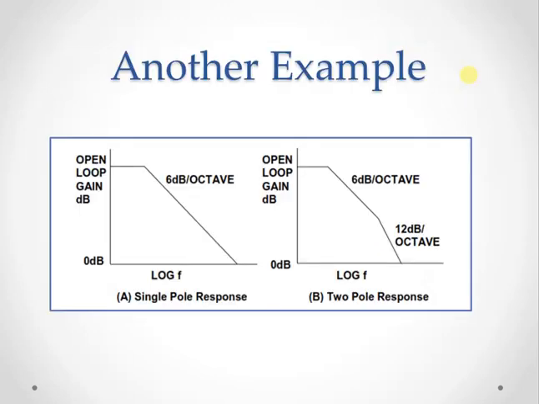Another example to show you the clear difference between the single pole and a two pole response is shown in the figure. The figure is basically a frequency response of open loop gain versus frequency, and the frequency is measured in the logarithmic scale. So this frequency response is plotted using the Bode plot. As you can see in figure A, this is a single pole response, mainly because the magnitude response drops at a rate of 6 dB per octave.